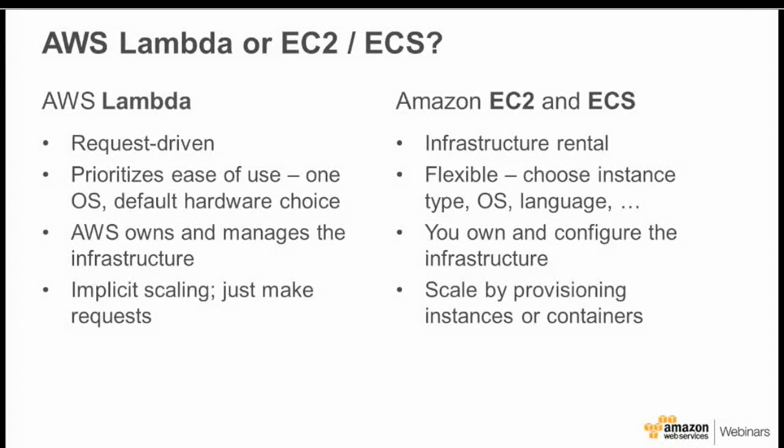That also means that you own and configure that infrastructure versus Lambda, where AWS is owning and managing all of that infrastructure on your behalf, including doing things like security patches to the operating system. And then finally, sort of an artifact of the request-driven nature is that when you're using Lambda, scaling is implicit. So you don't have to think about asking for more Lambda. You don't have to tell Lambda to provision for you. You just make requests, and Lambda figures out how much capacity needs to be applied.